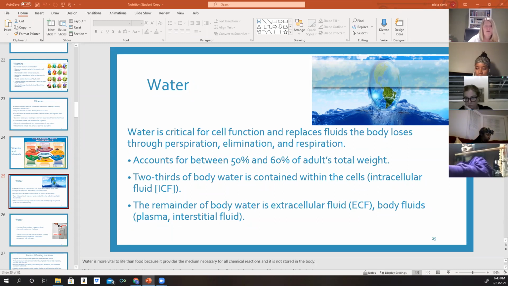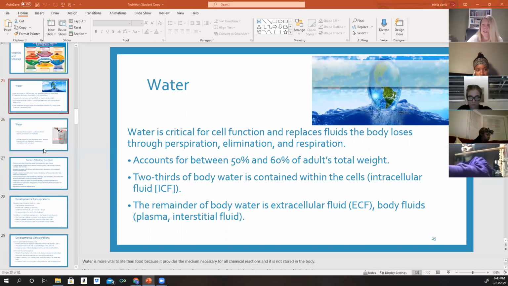2/3 of our body water is contained within the cells. So if it's in the cell, it's intracellular fluid, ICF. And then the remainder of our water in our body is in extracellular fluid. So that is outside of the cell. So that's your plasma and your interstitial fluid. We're going to talk more about that next semester too.